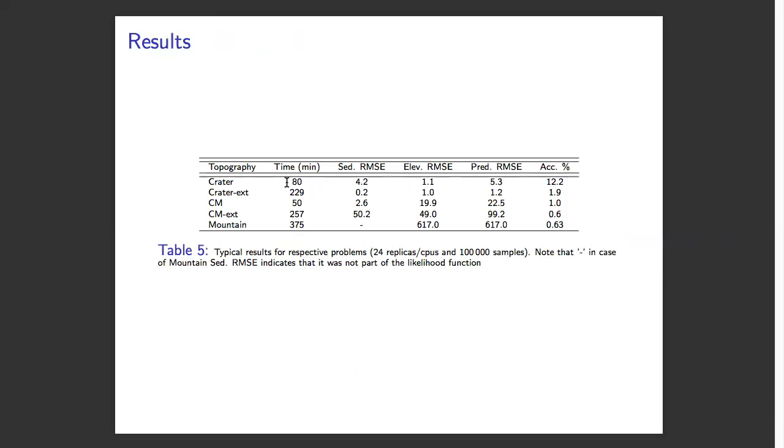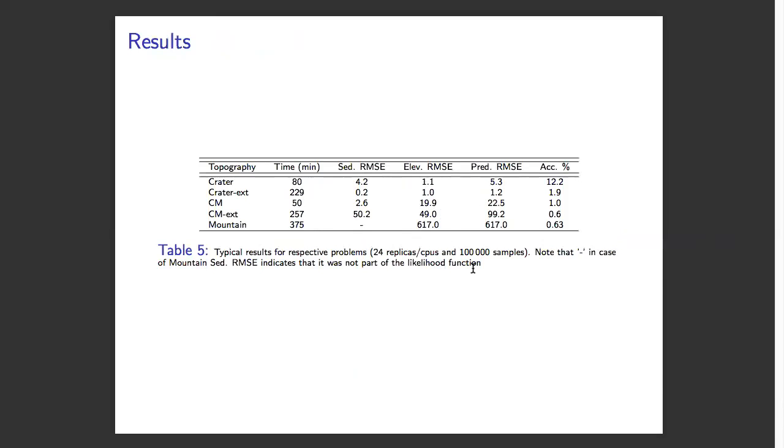As you can see, the time taken, we're reporting, and all these things are in the paper. So we have the sediment RMSE difference, elevation RMSE, and the prediction RMSE. Basically, prediction RMSE is combining sediment and elevation RMSE. So basically, all those differences in the likelihood, the two likelihoods, we join them together.